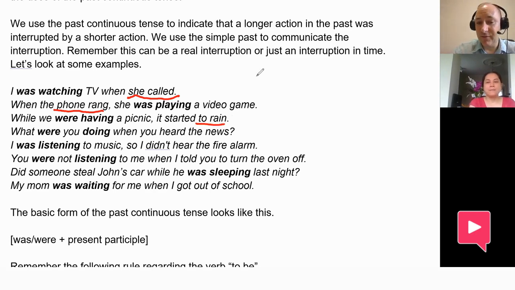So again, we take a look. Notice what verb tense do we use for the interruption? What verb tense is used for that interruption clause? Past tense. Correct. So that's the structure here. So the structure is sort of past continuous: was, were, ing verb, and then past tense to talk about the action that causes the interruption.